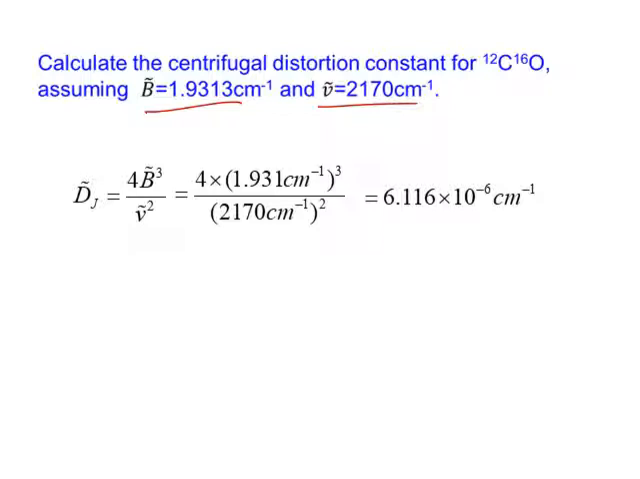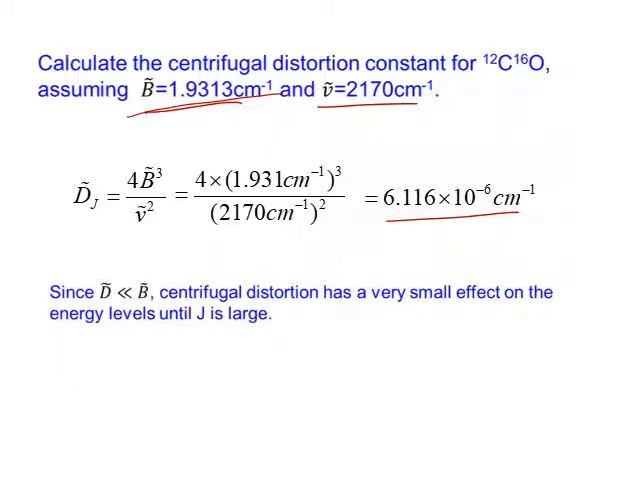And this is a very small number, particularly if you compare it with the rotational constant. So that means the centrifugal distortion has a very small effect on the energy levels. The rigid rotor model works fine in most cases.